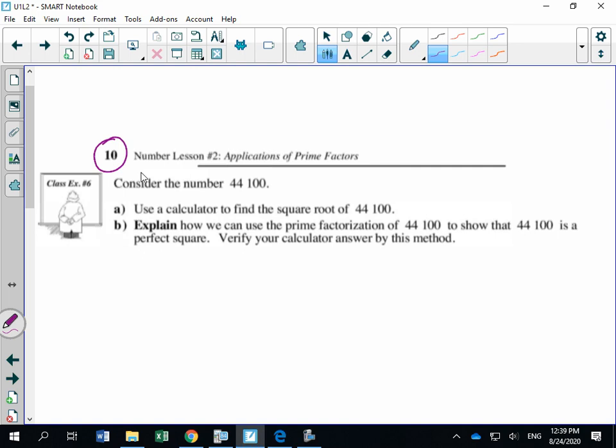What A says, first, it says consider the number 44,100. We could easily do the prime factorization of this, and we're going to. We're going to break it down and rewrite it as a product of the primes, what we've done in every lesson. But first, it says use a calculator to find the square root of 44,100. Your square root symbol is this. So let's write the number underneath our square root sign, which is 44,100, and they want to know what the square root of that number is.